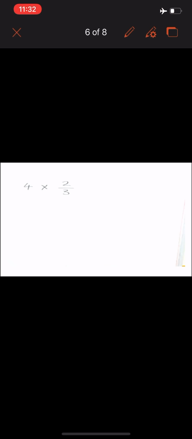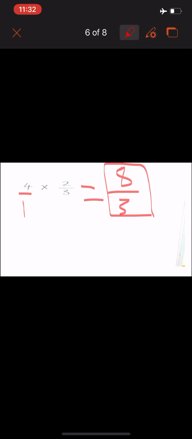As you see here, we have 4 multiply 2/3. How we do this? Just follow the same steps. 4 out of 1. Then we will have numerators and denominators. So 4 multiply 2 is 8. Out of 1 multiply 3 is 3. This is my fraction. But look at here carefully. What can you notice here, girls? We can see that this fraction is improper. How did you know? Because the 8 is greater than the 3. So I can't leave this fraction in this way.